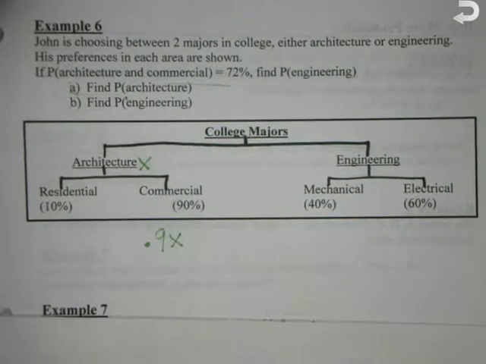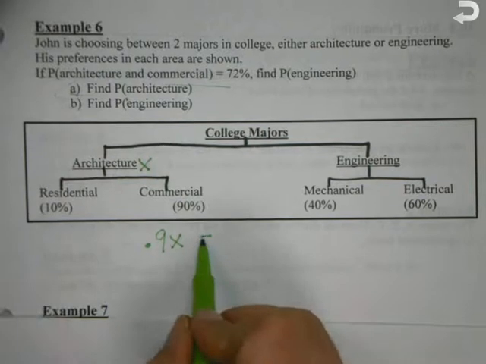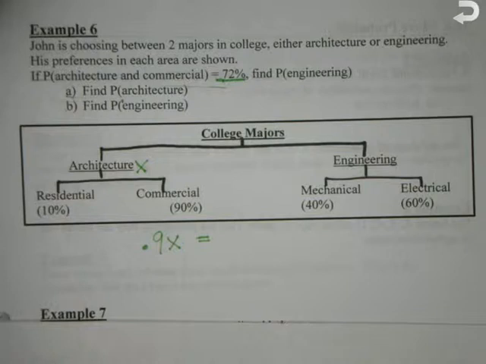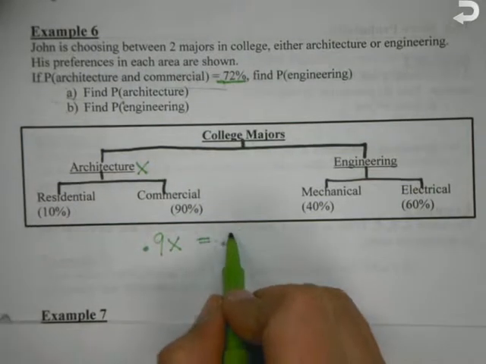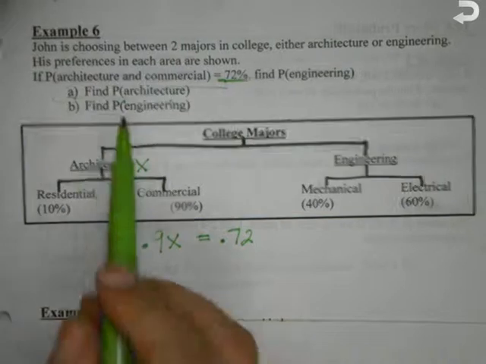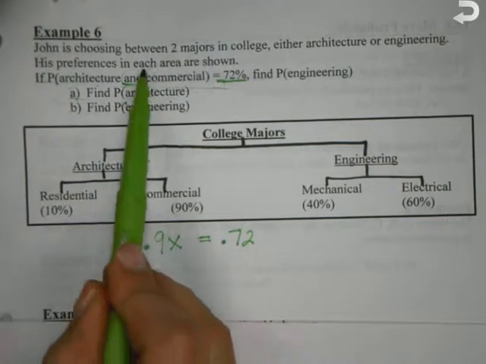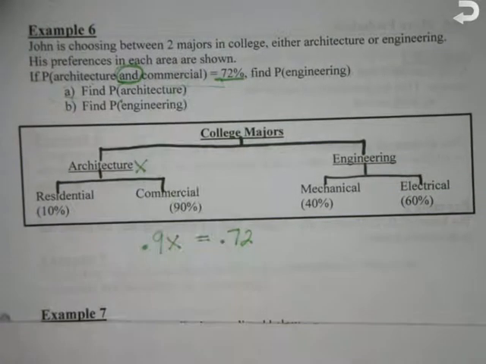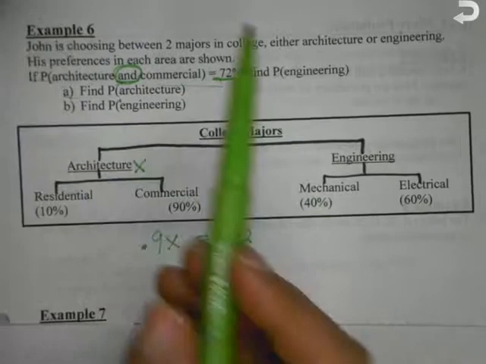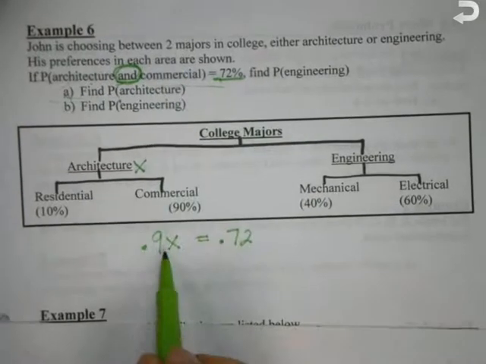What type of event is this? The probability that he's going to pick architecture and commercial. Independent or dependent? Dependent, right? He can't pick commercial unless he picks architecture. The word is "and," so we're multiplying. So we multiply the chance that he's going to pick architecture times the chance that he picks commercial given architecture. Does that make sense? Okay, so how do I solve this for X? Divide by 0.9.